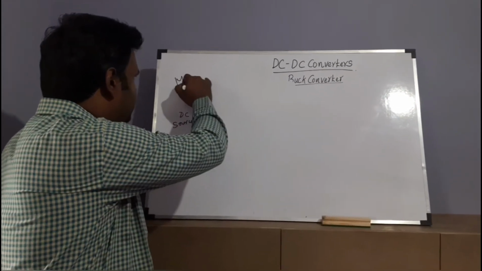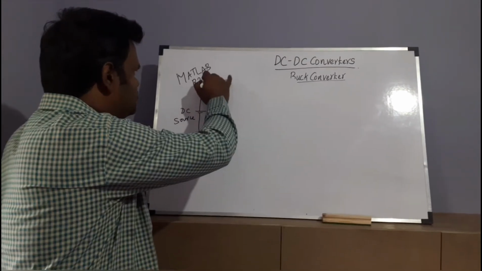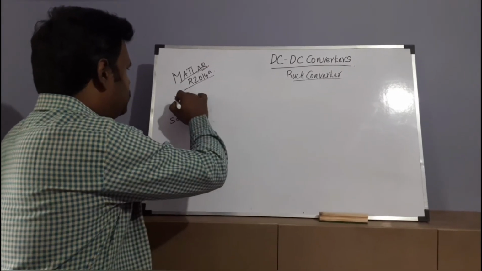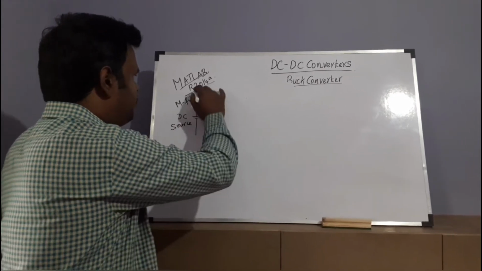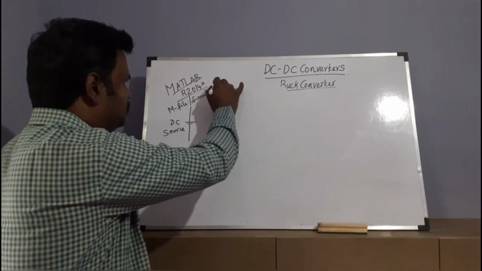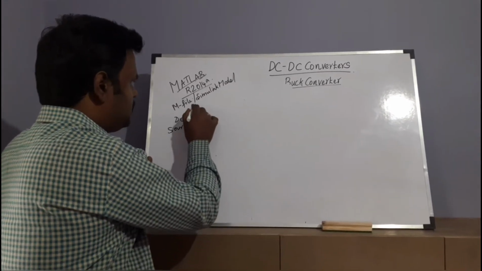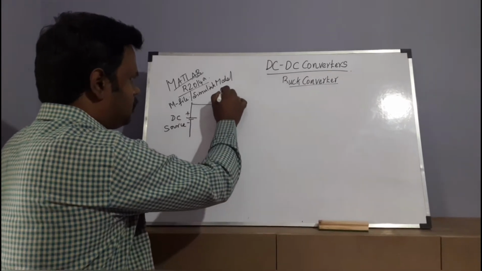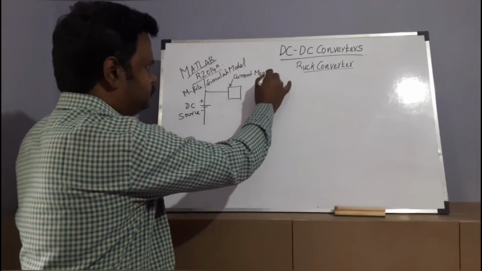I am going to use MATLAB version 2014A. You have to create an M file or a Simulink model, it is enough. Simulink model, it is perfect. This is your DC voltage source. Next, I am going to connect it to a current measurement block. This is the current measurement block.